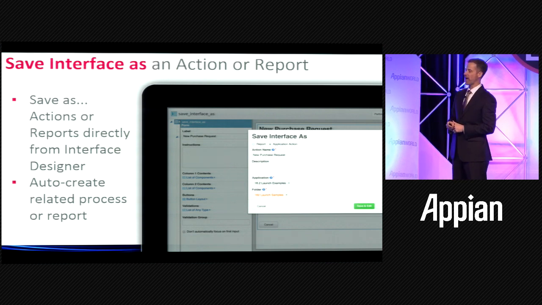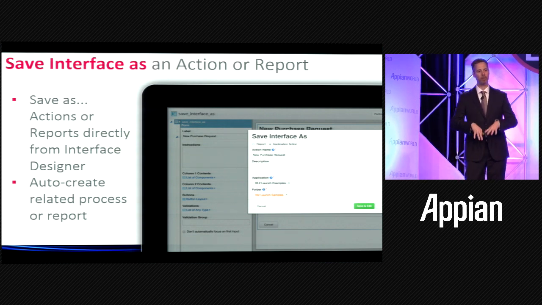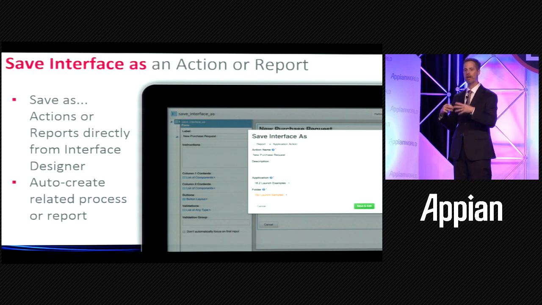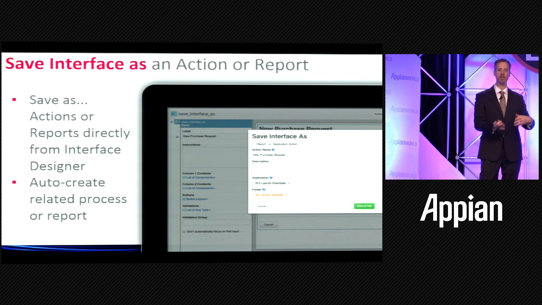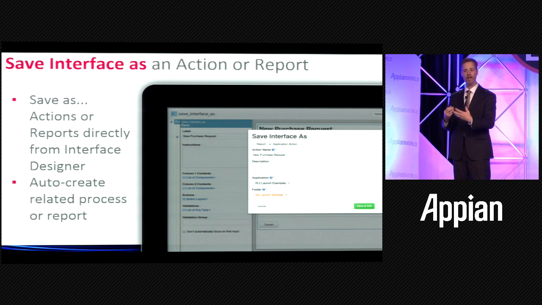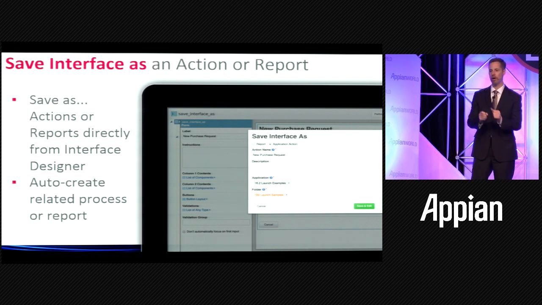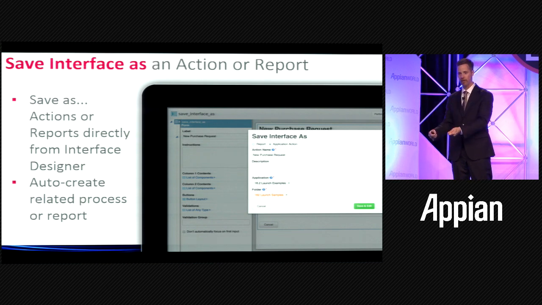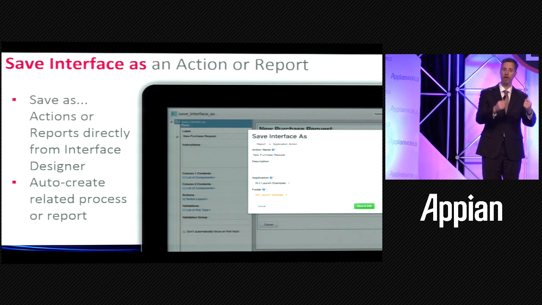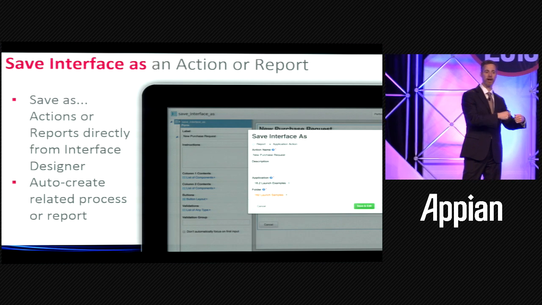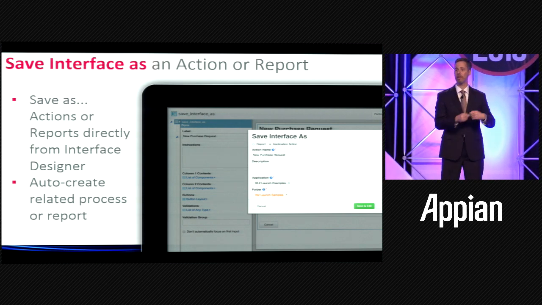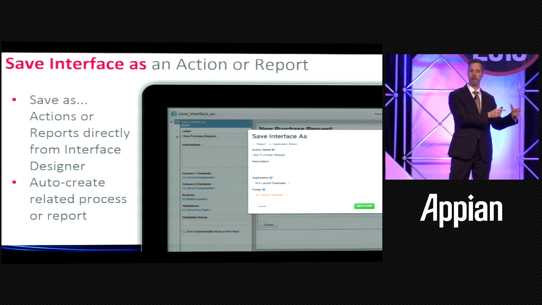Save interface as action report. When I'm creating an interface, many times I'm creating it with the intent of using that as a start form or publishing it as a report. Prior to Appian 16.2, that was a multi-step action where I would define the interface, then launch the process modeler, define a new process, and define that SAIL form to be the start form.